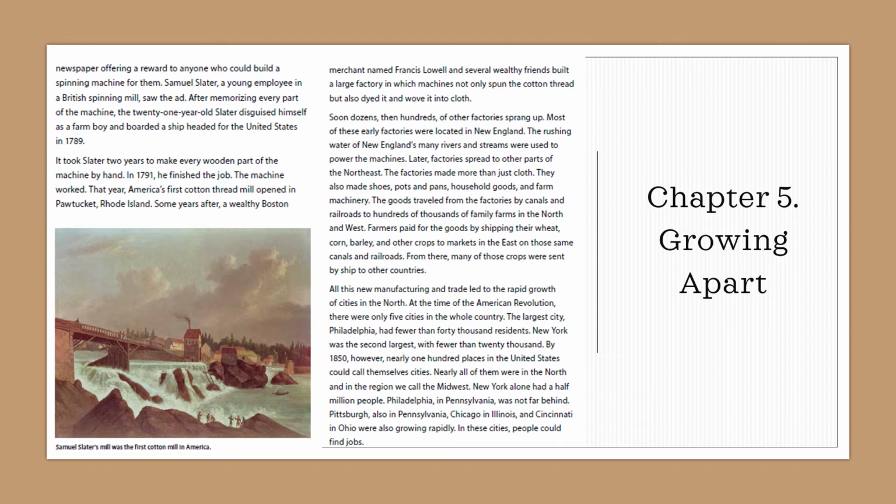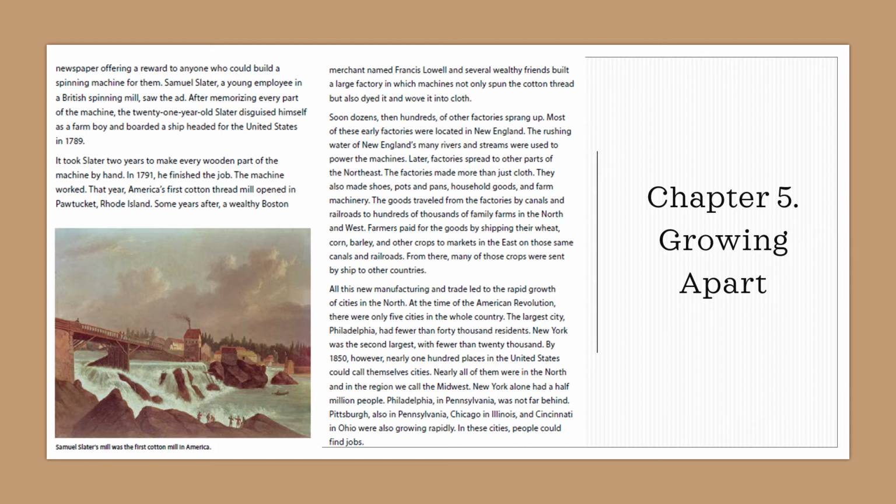Some years after, a wealthy Boston merchant named Francis Lowell and several wealthy friends built a large factory in which machines not only spun the cotton thread, but also dyed it and wove it into cloth. Soon dozens then hundreds of other factories sprang up. Most of these early factories were located in New England. The rushing water of New England's many rivers and streams was used to power the machines. Later, factories spread into other parts of the Northeast.